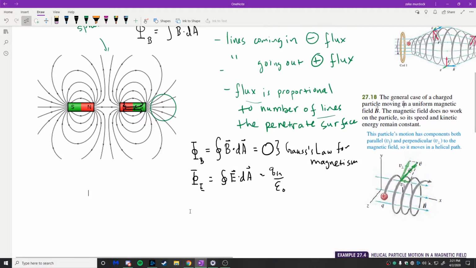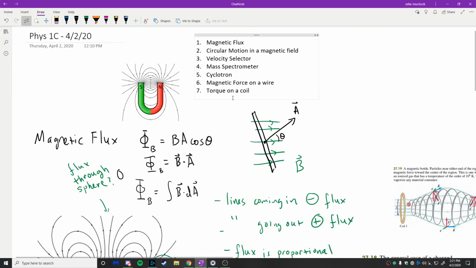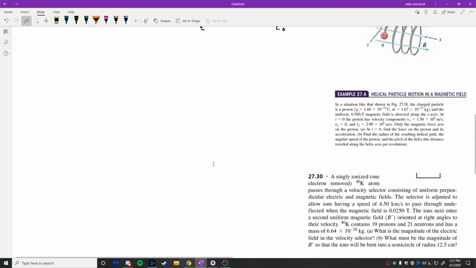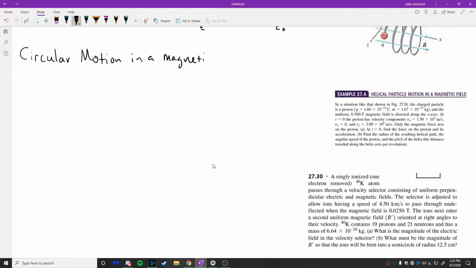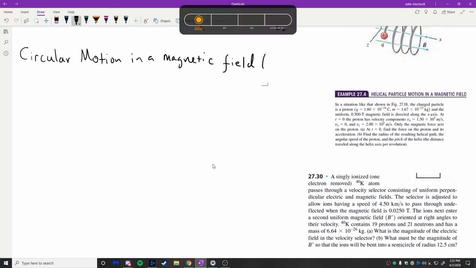All right, do you guys have any other questions about this? Okay, if not, we're going to move on to the circular motion of a particle in a magnetic field. I talked about this briefly at the end of class last time, so I'm going to go ahead and just review what we said and then add on some new things. And we're only going to talk specifically here about a uniform field.